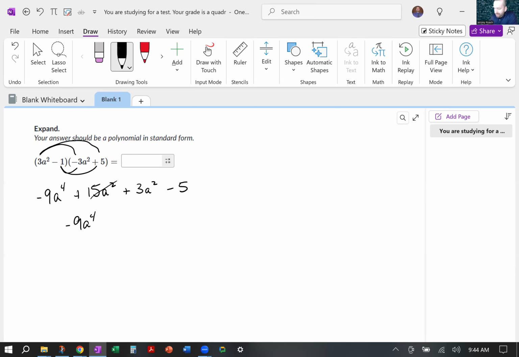I sometimes like to cross them out actually, just to keep track if there's a lot of different terms together. And you'll probably be doing that when you get into pre-calculus and calculus. I personally like to cross things out because there's a lot to keep track of later on. But for now, if you don't want to cross them out, that's okay too.